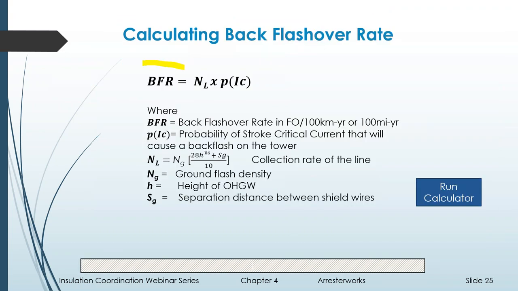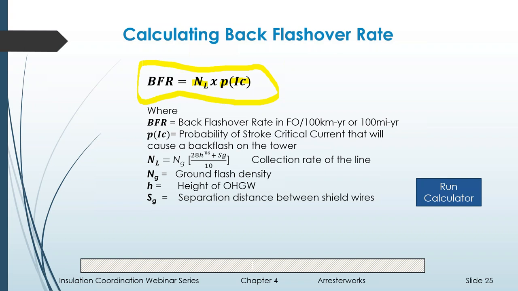The formula for this, then, is N_L, which is the length of the line, times the probability of I_C. In this case, I_C is, again, the stroke current. Even though it's still the stroke current, it's going to be a different current level than I_C for the shield failure rate.